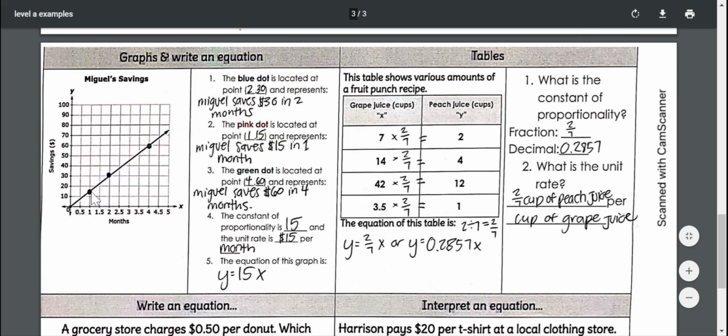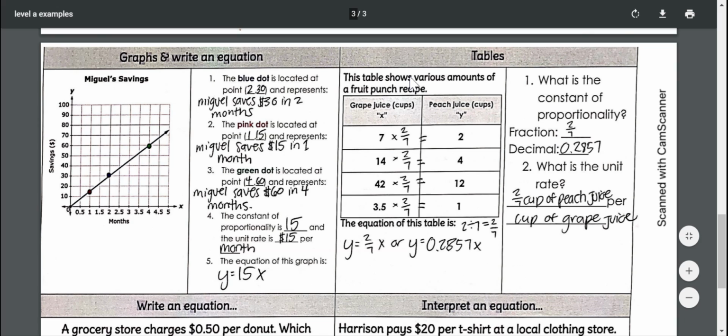That is at the coordinate (1, 15). And that means that Miguel saves $15 every month. And the green dot is located here at the coordinate (4, 60). And that coordinate means that he saves $60 every 4 months. The constant of proportionality here is 15. If I do any of my y's divided by x, I would get 15. And that is the unit rate, which means that he saves $15 per month. The equation for this situation would be y equals 15x.